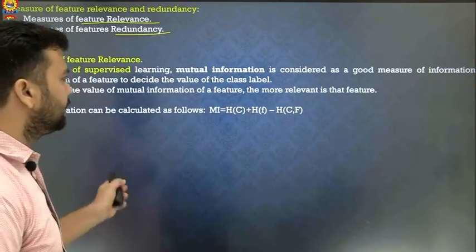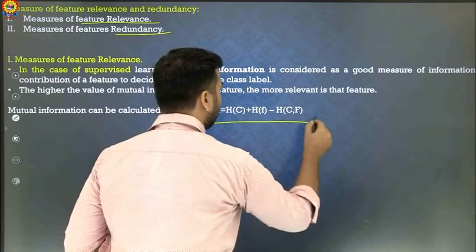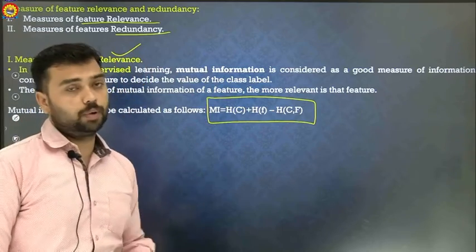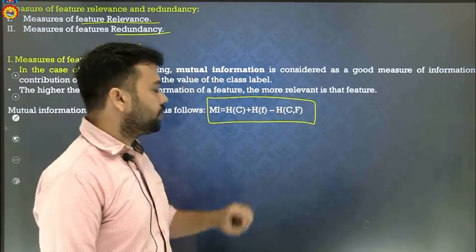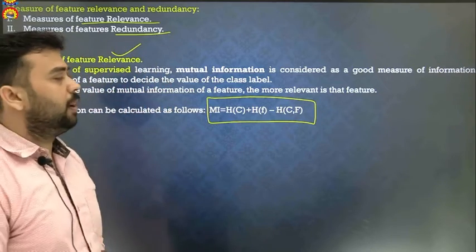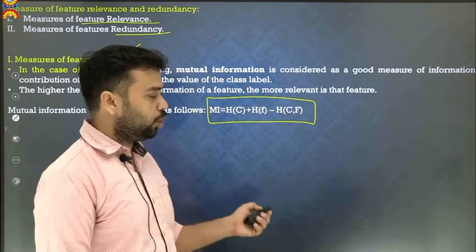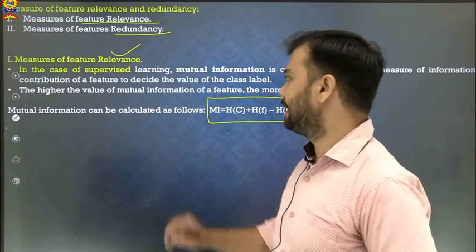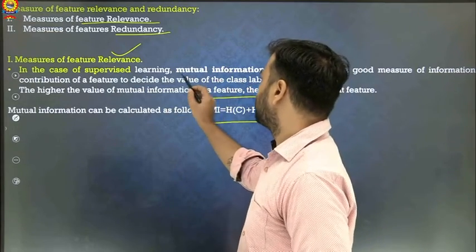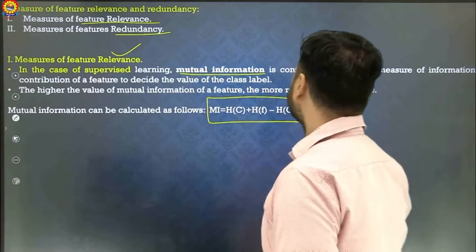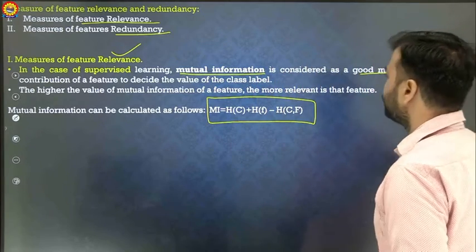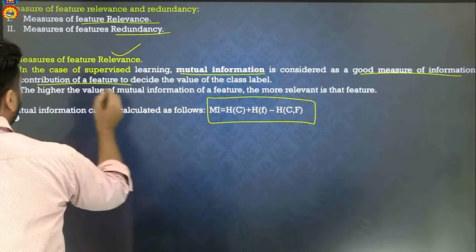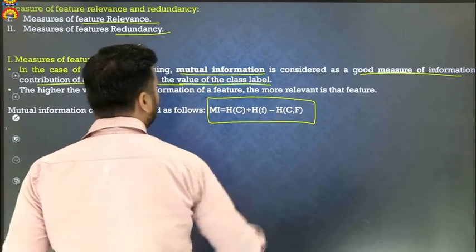It is an example of measuring the relevancy in the case of supervised learning. So the measure of information is H of C plus H of F minus H of C comma F. What do you mean by this? So I will just read it out for you. In the case of supervised learning, the mutual information, MI, is considered a good measure of the information contribution of the features to decide the value of the class label.